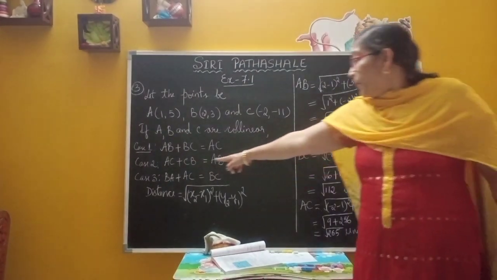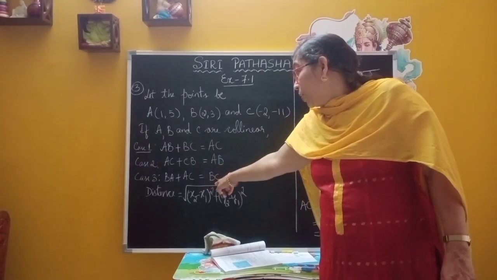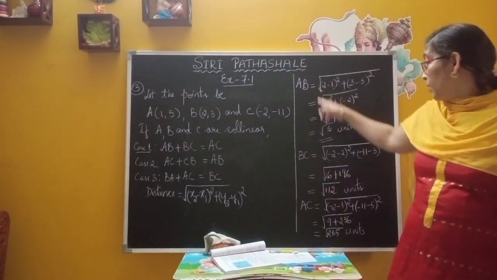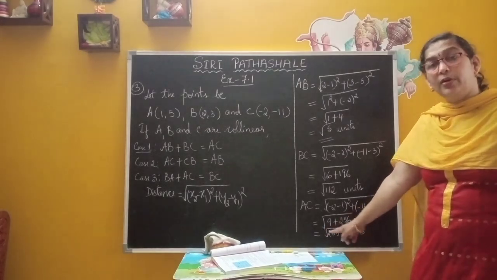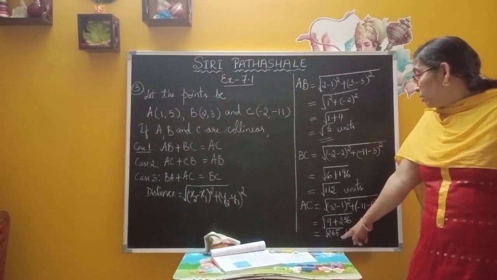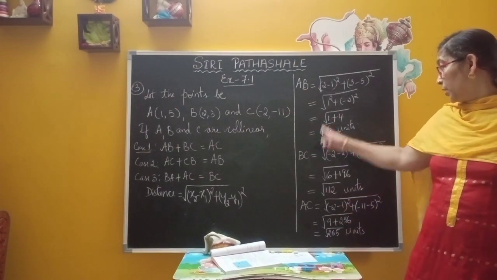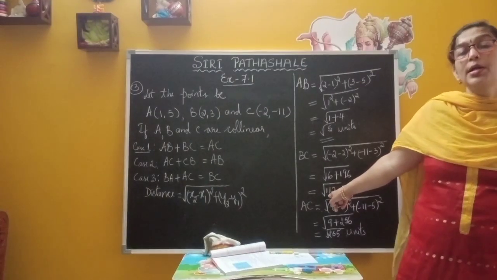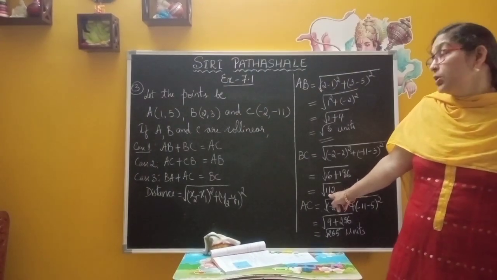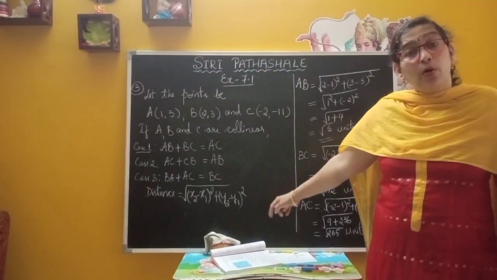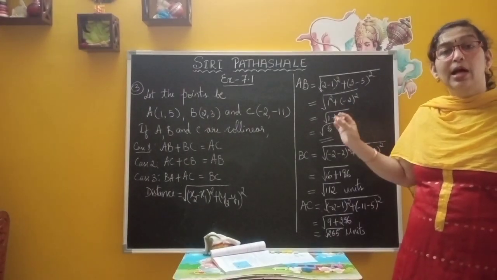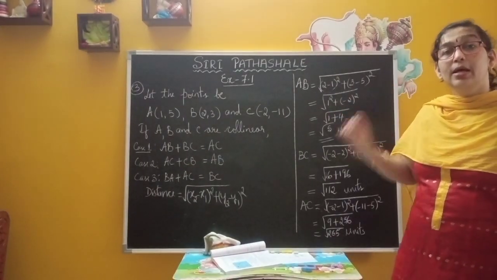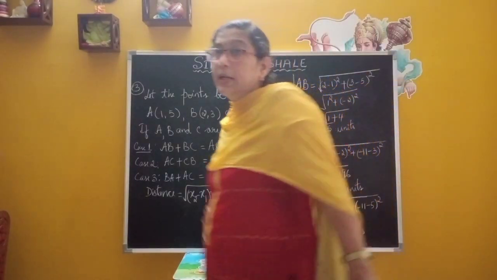And here BA plus AC is equal to BC. See, BA means AB, root 5, plus AC, that is root 265. Okay. So that is not equal to what? Their sum is not equal to root 112. Okay. So what do you say? These 3 points are non-collinear. Meaning they are not on a single straight line. Okay, there is no way they can be.